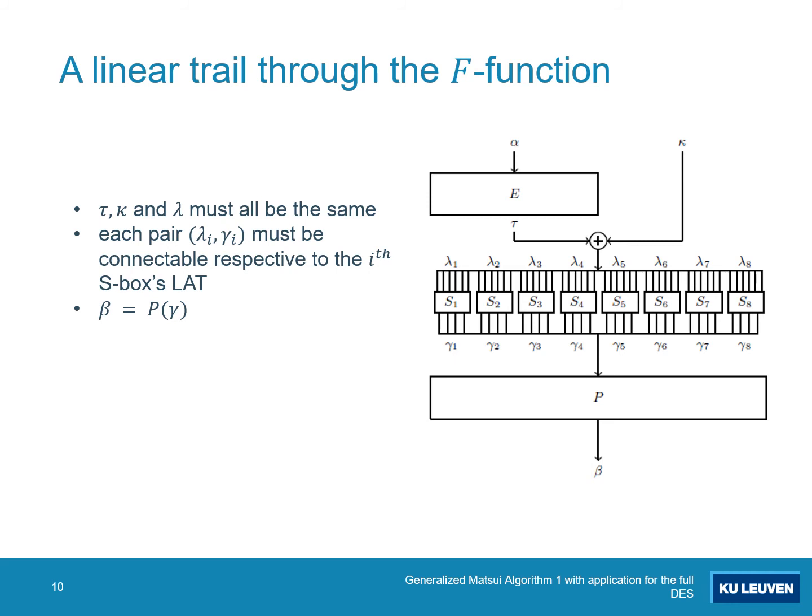Therefore, if we fix the input mask alpha and the output mask beta, then we also fix the intermediate mask gamma. The only mask that might take multiple values is the intermediate mask tau, which is also equal to the k and lambda masks.